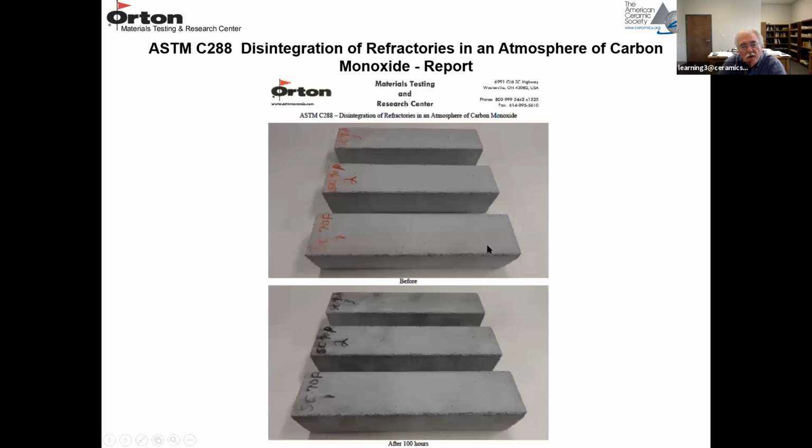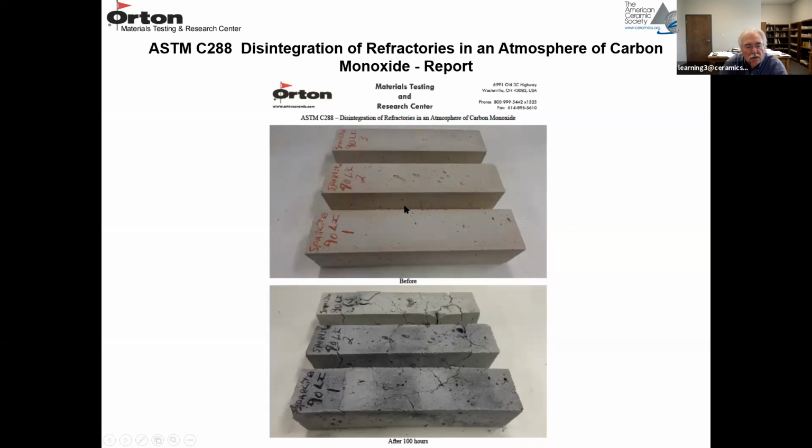So here's a photograph of 3 samples. And this is the before photograph. This is the after photograph. So this is before testing. This is after 100 hours of testing. And in this particular test, these would be rated unaffected because nothing has really happened here. They look the same before and after the test. They have a little dark carbon deposits on the surface, but that's all.